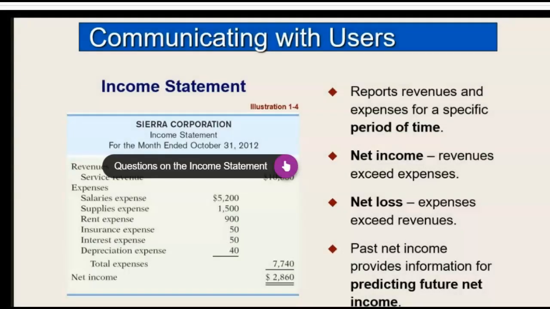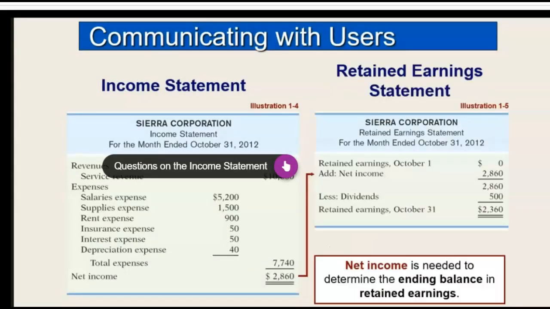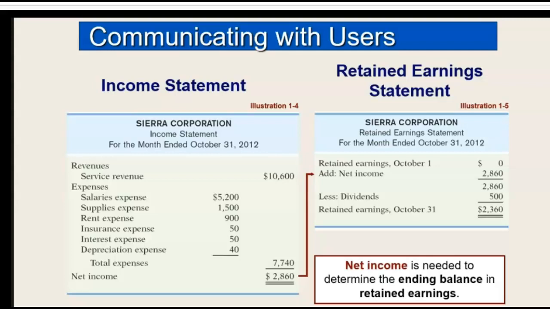So that money belongs to the shareholders. The retained earnings statement for Sierra. Notice it's the same time period, October 1st to October 31st. The month ended October 31st.